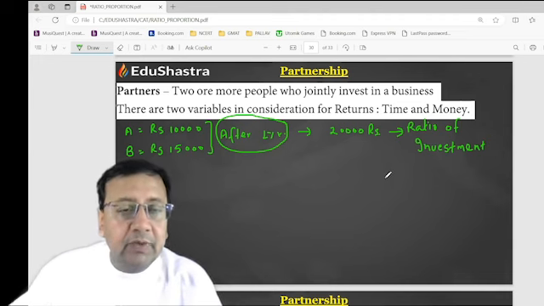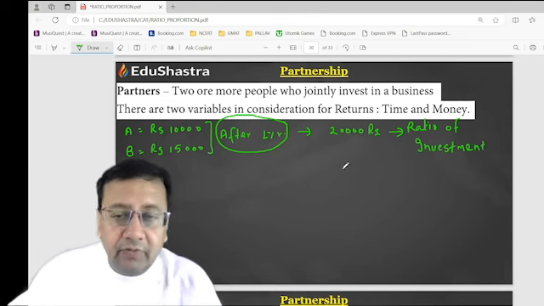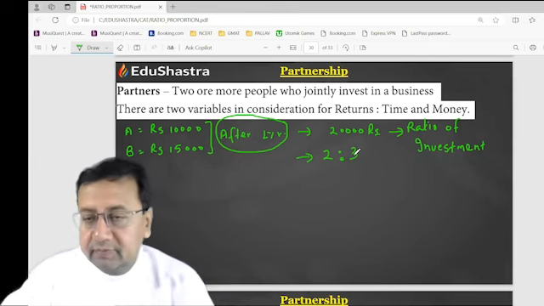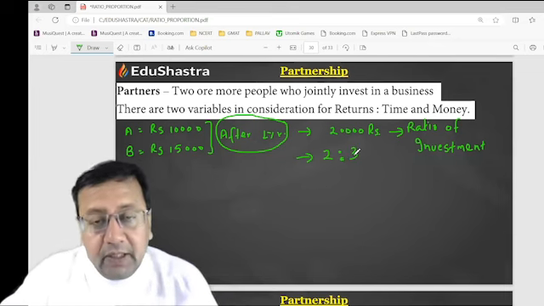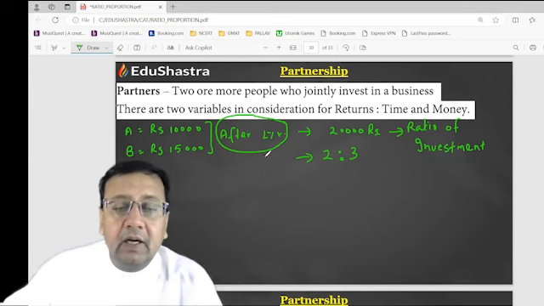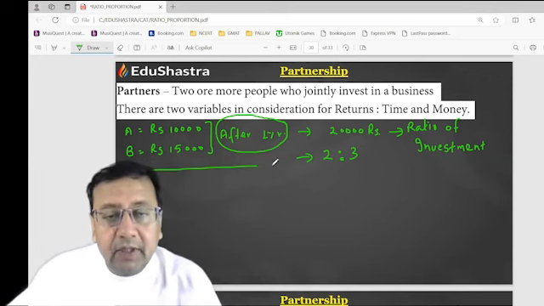So here A is putting 10,000, B is putting 15,000. So the ratio of profit will be 2:3. Here we are taking time as constant. Okay. Other case.